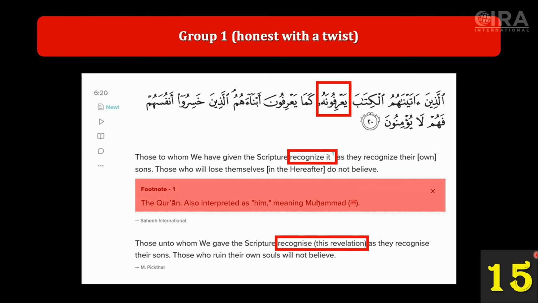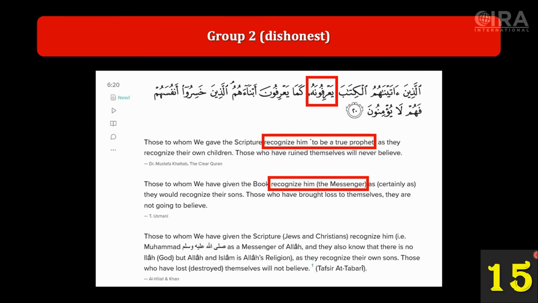That's the reality. Right. Now here, this is group two. I call them the dishonest group. They say recognize him to be the true prophet. And Taqi Osmani, he says recognize him, the messenger. And here, Hilali and Khan, they are really having a field trip. They say recognize him, and they add Muhammad sallallahu alaihi wasallam, and there is no God but Allah, and he just keeps writing an essay. You see, this is group two.